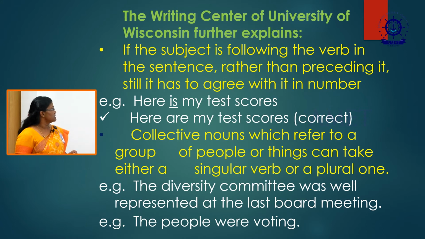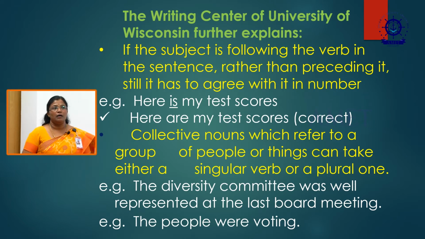So, the correct sentence is, here are my test scores. Collective nouns which refer to a group of people or things can take either a singular verb or a plural one. And we cannot bring all of English language usage under the term called grammar rules. There are always exceptions. So, when collective nouns or non-count nouns are used, depending upon the context, meaning, situation and usage, the verb should be used.